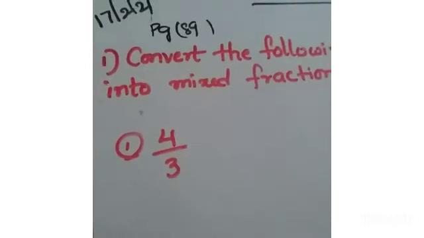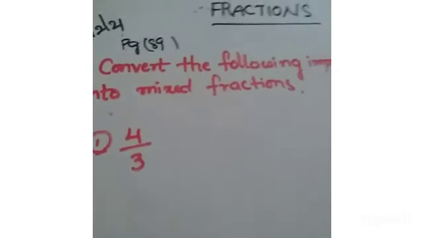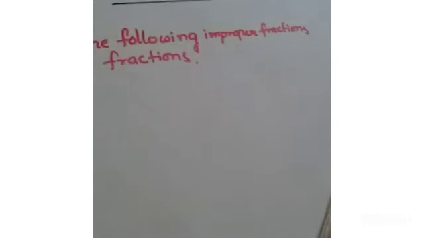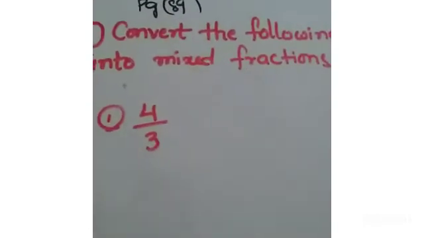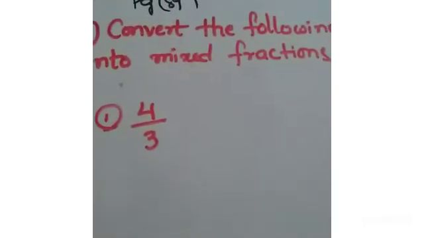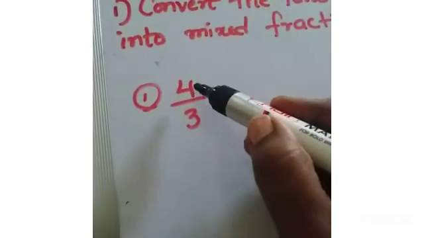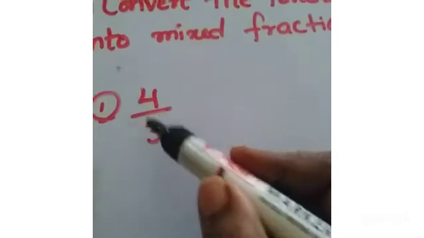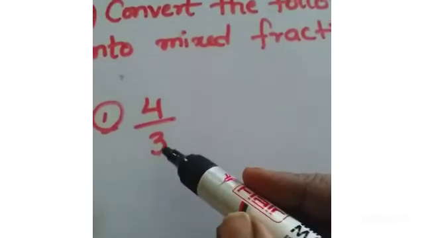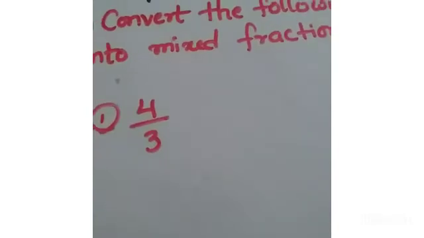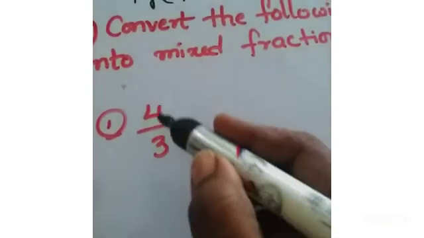Everyone open your textbook page number 89. Convert the following improper fractions into mixed fractions. Here improper fractions are given, convert them into mixed fractions. The numerator is greater than the denominator, so these are improper fractions. Only improper fractions can be converted into mixed fractions. Okay, this is an improper fraction.